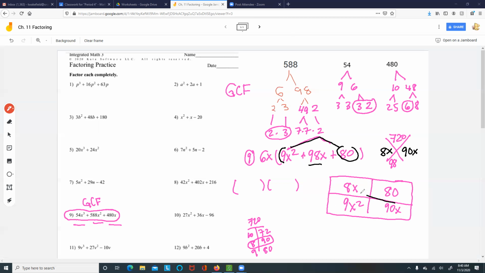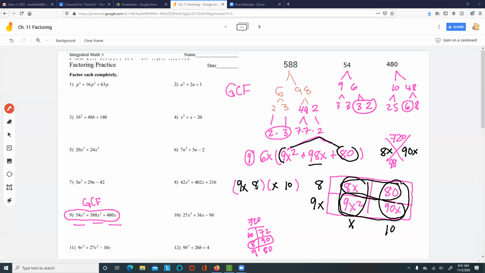I say, what goes into 9x squared and 90x? That would be a 9x goes into both of those. I factor that. What goes into 8x and 80? That would be an 8. What goes into 9x squared and 8x? An x goes into that. What goes into 80 and 90x? 10 goes into that. So there's your factors right there. We have 9x, and we're either going to do plus or minus 8, and then x and a 10.